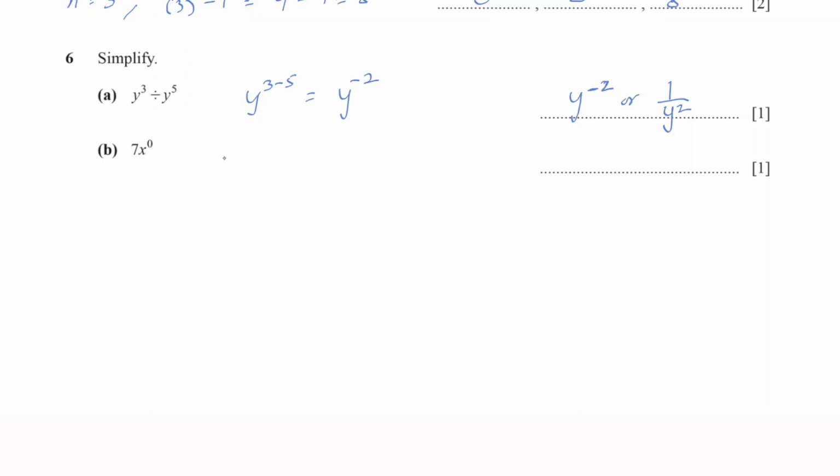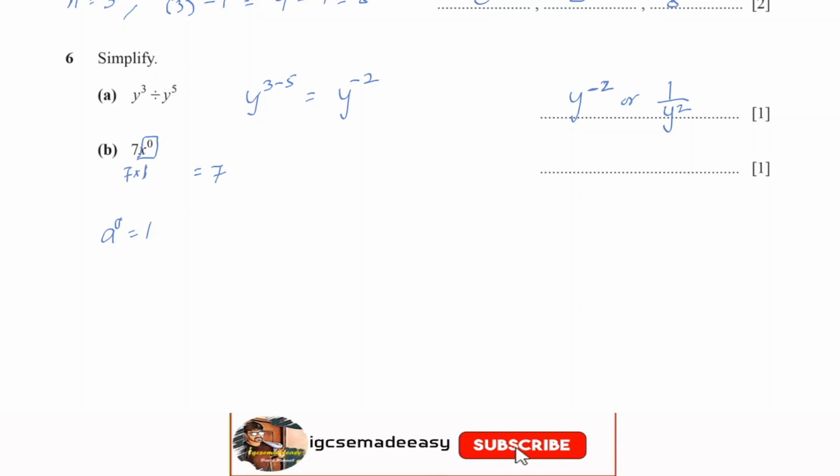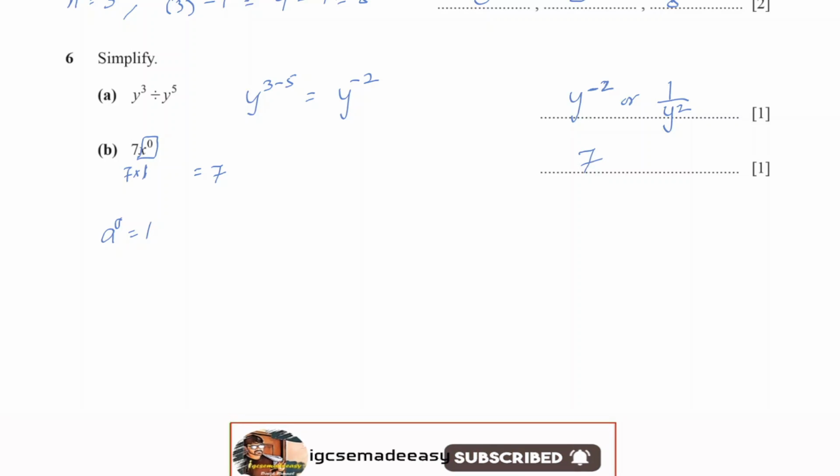So for part B, you know that anything raised to power 0 is 1. So x raised to power 0 will be 1. So 7 times 1 will be 7 itself, right? Any value a raised to power 0 is 1, x raised to power 0 is 1, so that's why 1. So 7 times 1 is 7. So the answer is 7 itself.